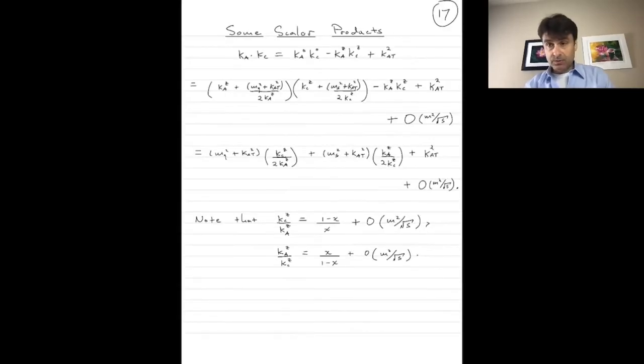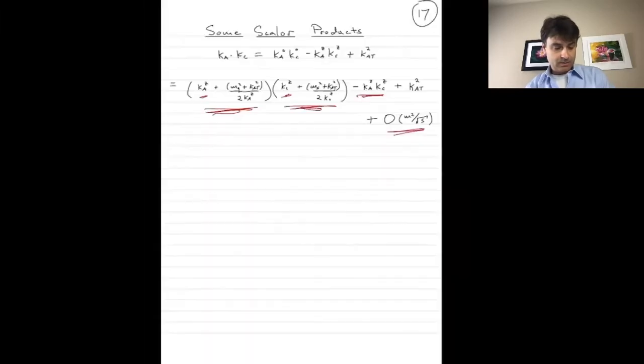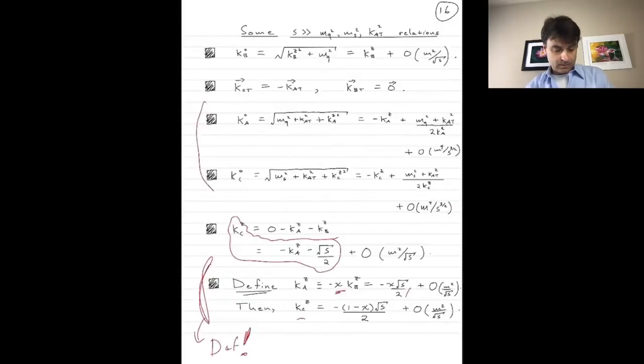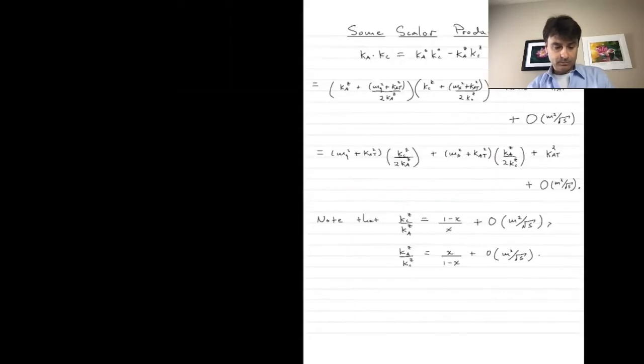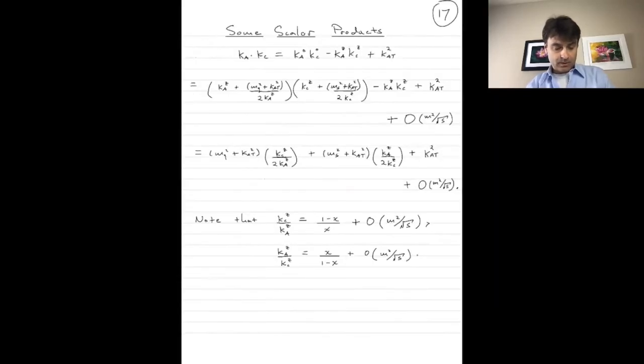And then I can use the expression with the momentum fractions to write these ratios, Kcz over Kaz and the inverse. And if I just plug in these expressions, this expression, okay, and this expression, and I drop the power suppressed terms, then I can express those ratios as (1 minus x) over x and x over (1 minus x).